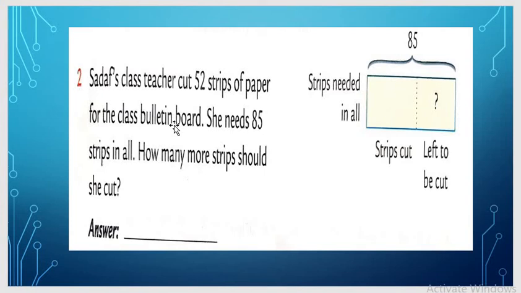Sadaf's class teacher cut 52 strips of paper for the class bulletin board. She needs 85 strips in all. How many more strips should she cut? Okay, 52 cut and she needs 85. So 85 minus 52, we do it like that. Got my point, all students?